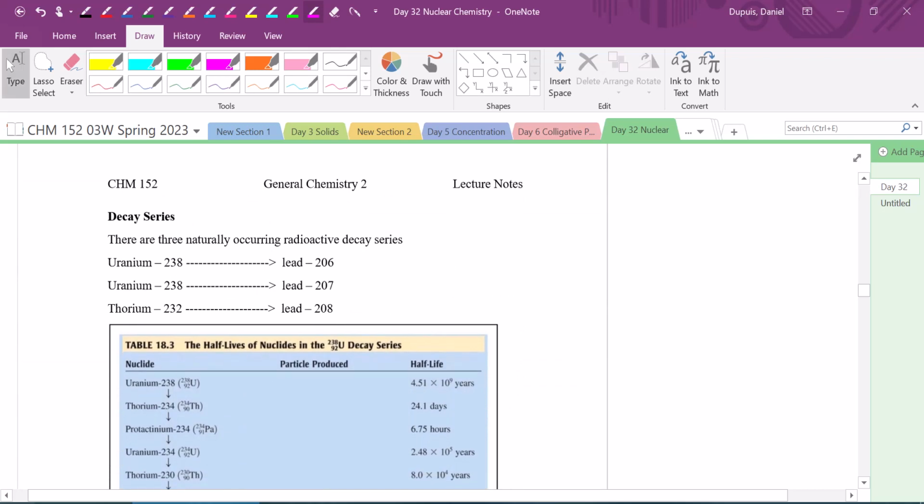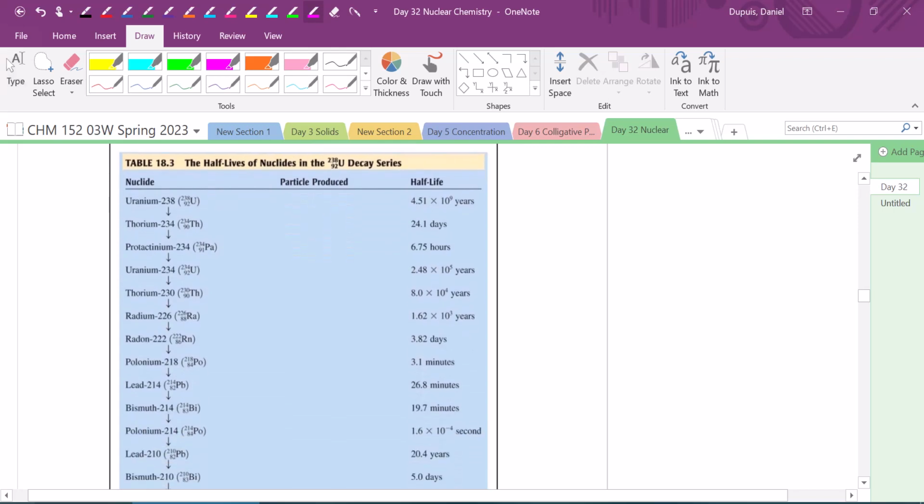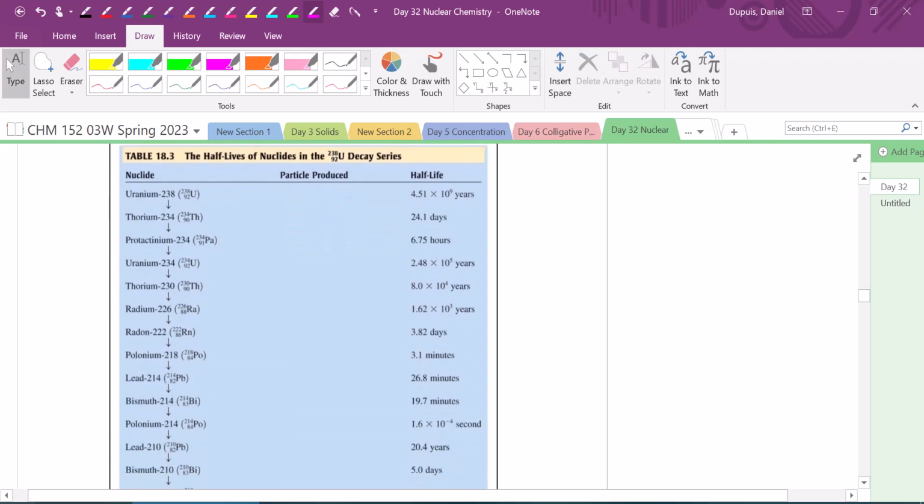Let's talk about the decay series real quick. We talked about there are 3 naturally occurring radioactive decay series. We got uranium and thorium. And so here's an example. Do you have to memorize this? Please do not memorize this. Uranium goes to thorium. Now this is a big deal. This is a huge deal because chemists before this time did not think this could happen.